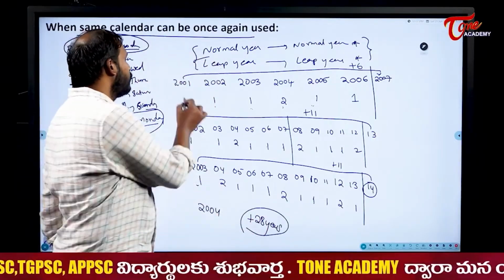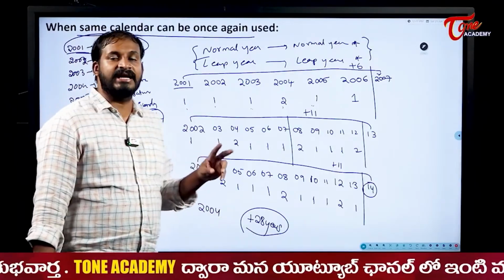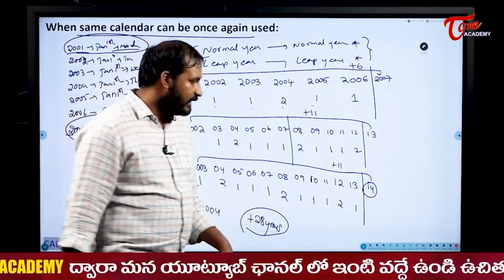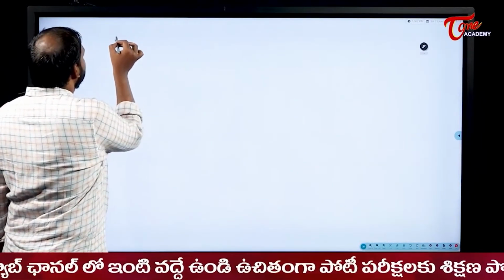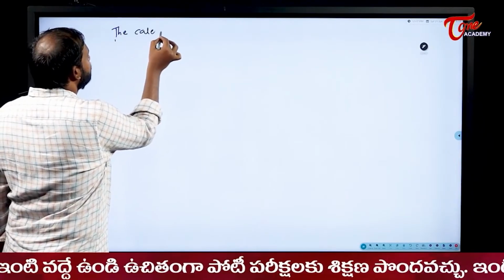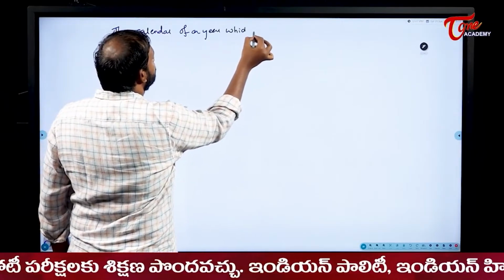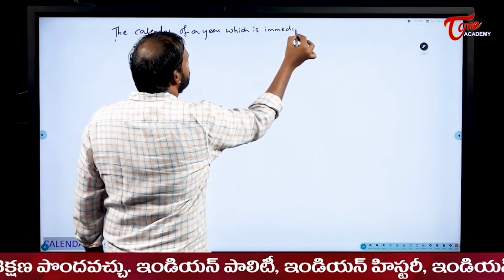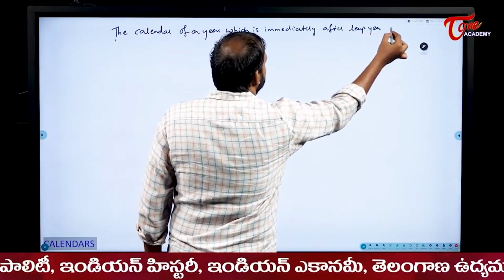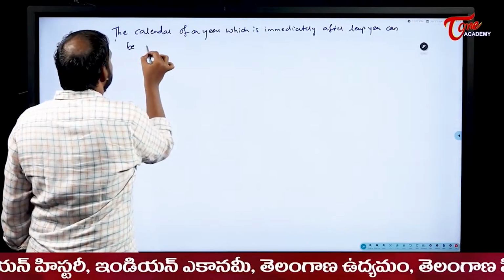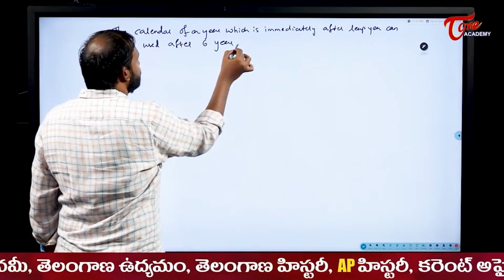Now, please observe this one. 2001, which is a year which is immediately after a leap year. 2002, 3, which are second and third after a leap year. 2004 is a leap year. That means, from this what I can write here is, the calendar of a year which is immediately after leap year can be used after 6 years.